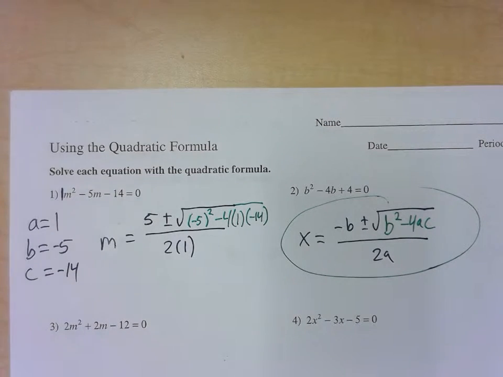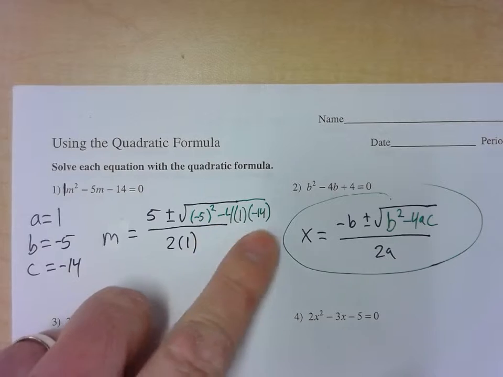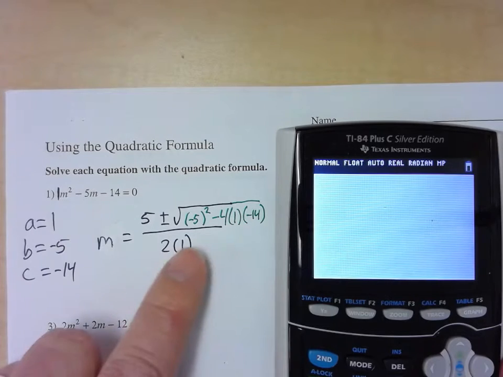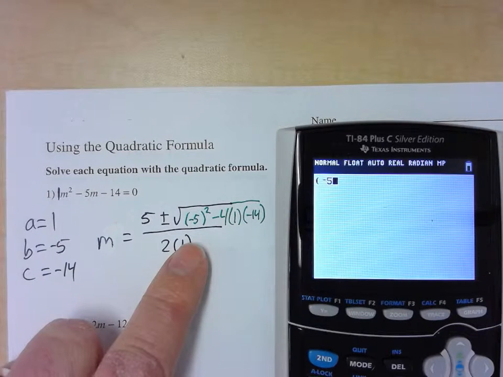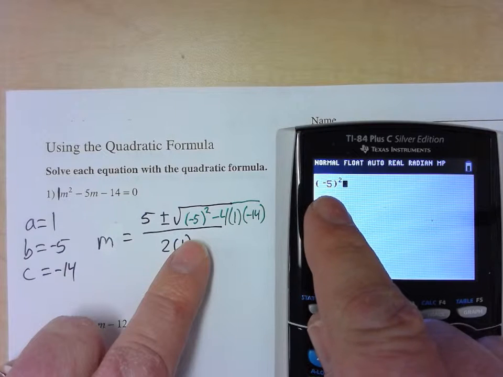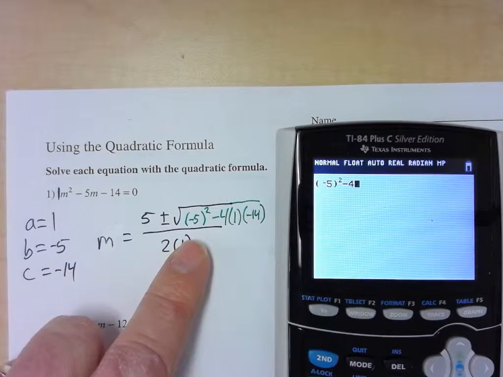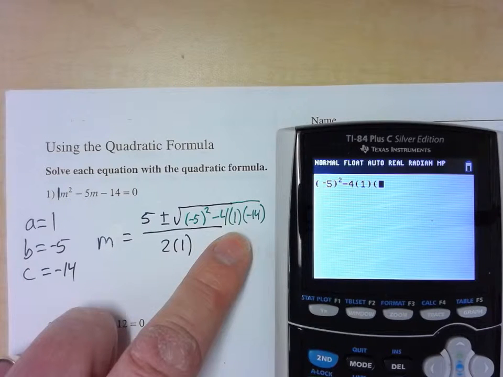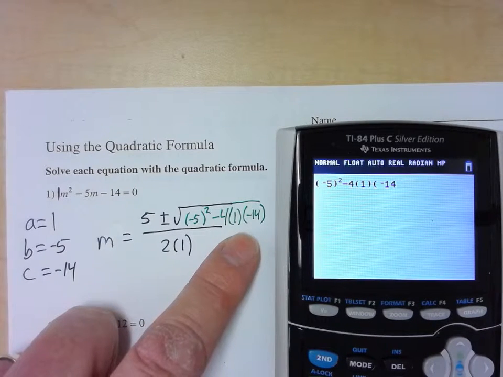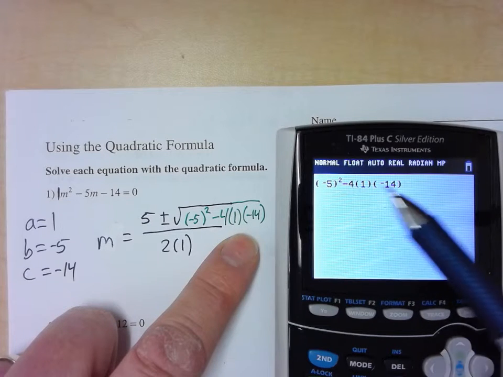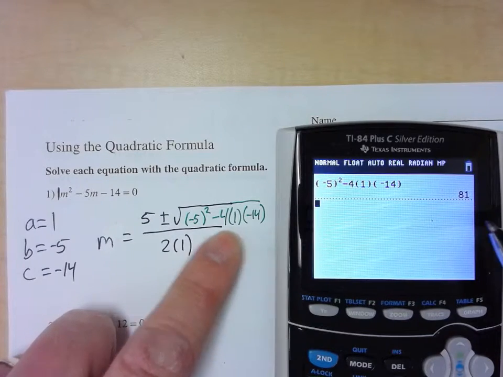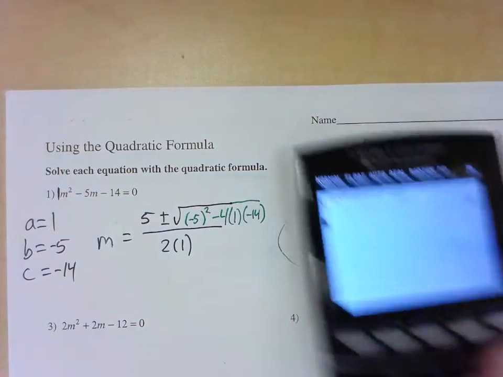So let me show you how to type this into the calculator. So the green part here, hopefully you can kind of see that's green. It doesn't look too green on my screen, but it is green. And that's what you're typing in. Parentheses, negative 5, parentheses, squared. So you have the b squared, then minus 4 times a. Let's just make it look exactly like this. Parentheses, 1, parentheses, parentheses, negative 14. So the calculator understands that when there's parentheses like that side by side, it means multiply. Side by side we multiply. 81. So the green part there, the discriminant, is 81. So here we go.